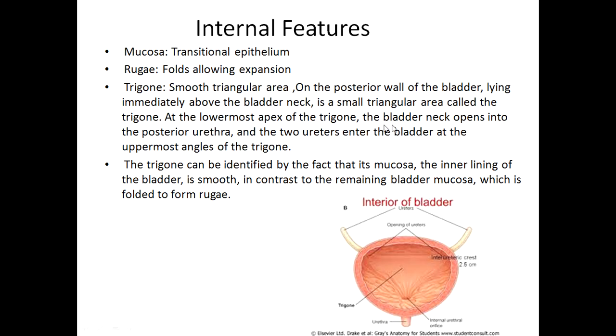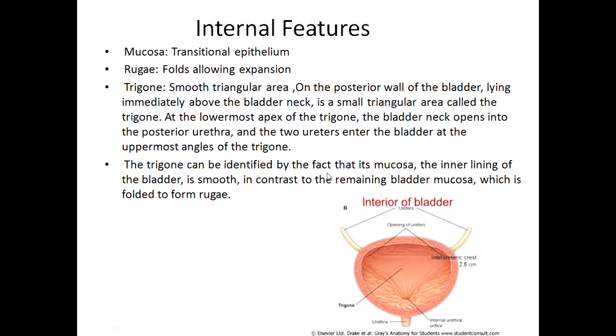At the lowermost apex of the trigone, the bladder neck opens into the posterior urethra, and the two ureters enter the bladder at the uppermost angles of the trigone. Here the trigone finally ends in the posterior part of the urethra, and on either lateral side of the trigone open the right and left ureters.